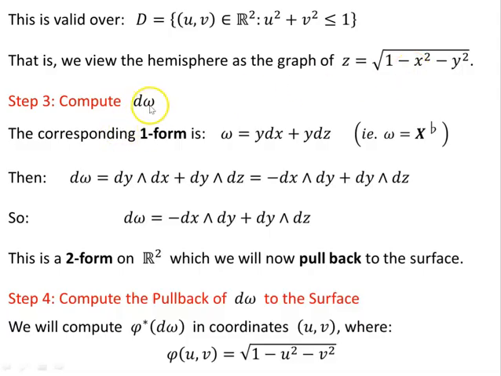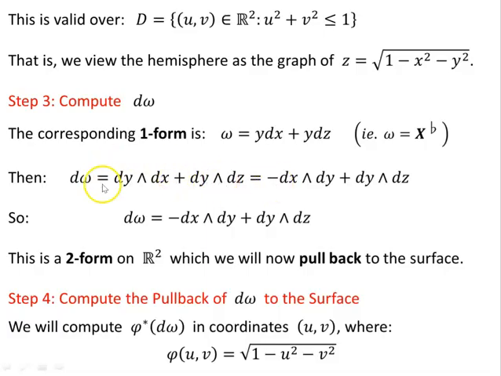Now we compute d omega, which is the exterior derivative of omega. So the corresponding 1-form is omega equals y dx plus y dz. So omega is X flat. Remember the vector form on the previous page. So we flat that, we get omega, this. Then d omega is, let's take the exterior derivative of this. So we get dy wedge dx plus dy wedge dz.